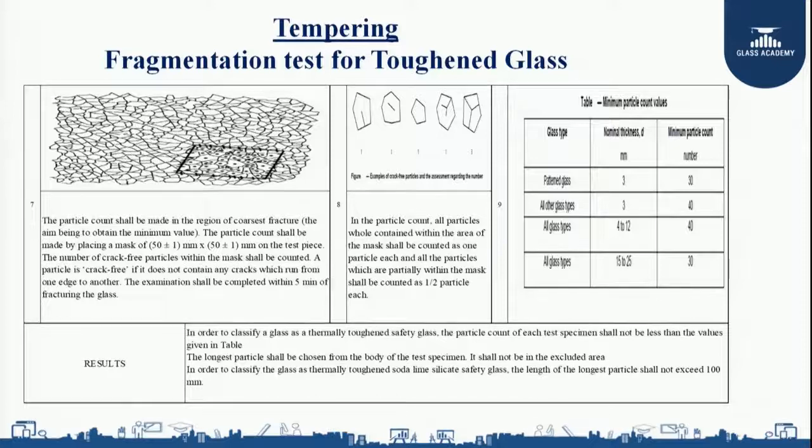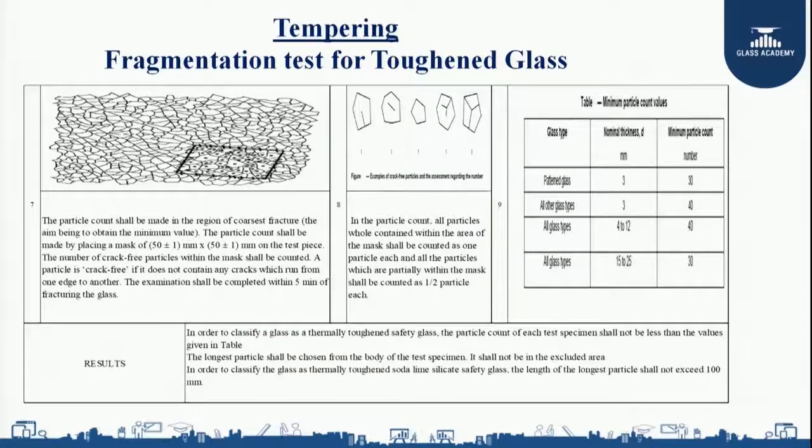And you can see the minimum particle count. You can see in the table, if my glass thickness is between 4 to 12 mm, the minimum particle count in a 50 by 50 square plate should be minimum 40 particles. If I am getting minimum 40 particles, it means I am ensuring that the toughening process has been successfully completed.